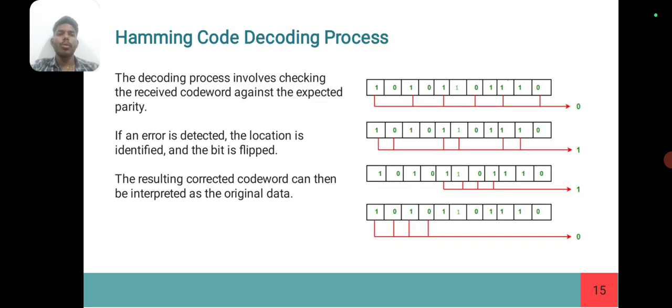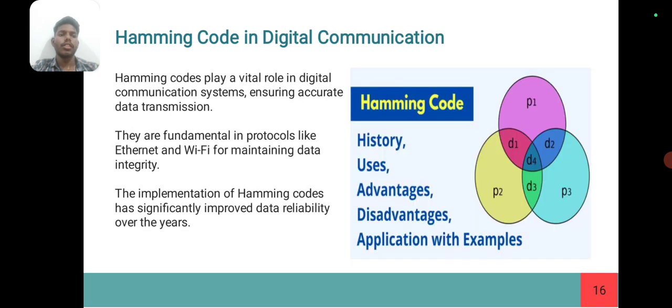Hamming code decoding process. The decoding process involves checking the received code word against the expected parity. If an error is detected, the location is identified and the bit is flipped. The resulting corrected code word can then be interpreted as the original data.